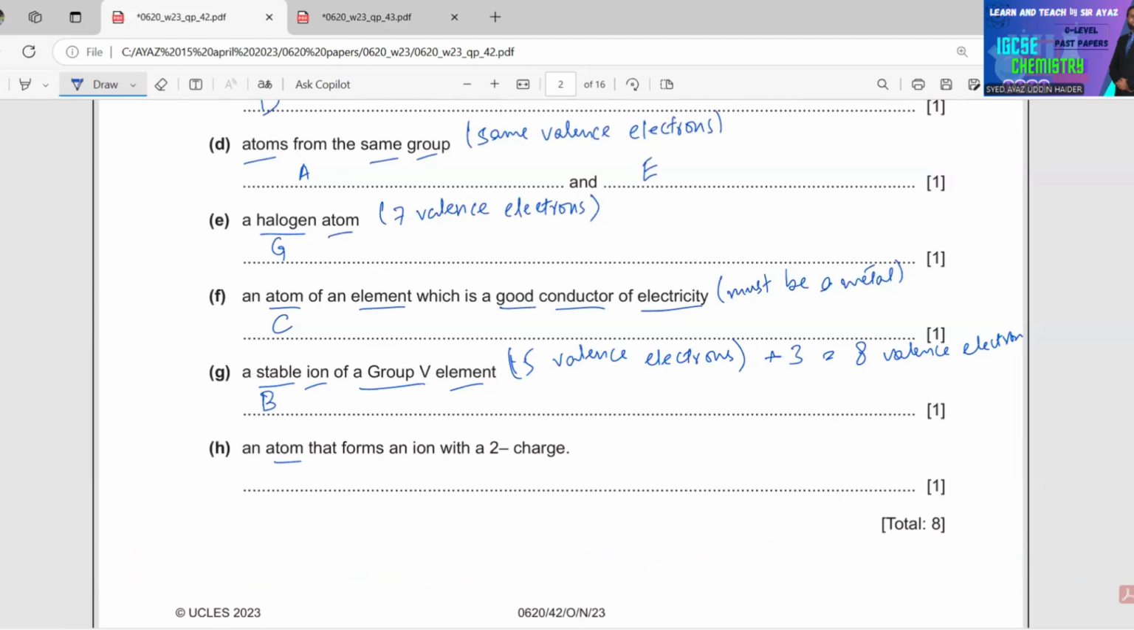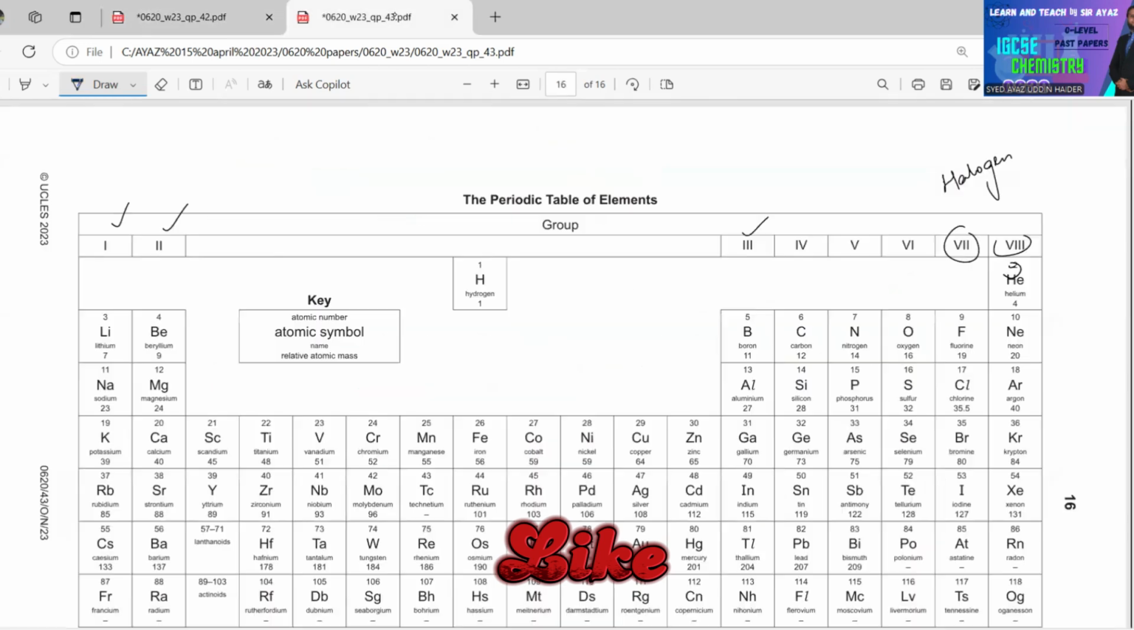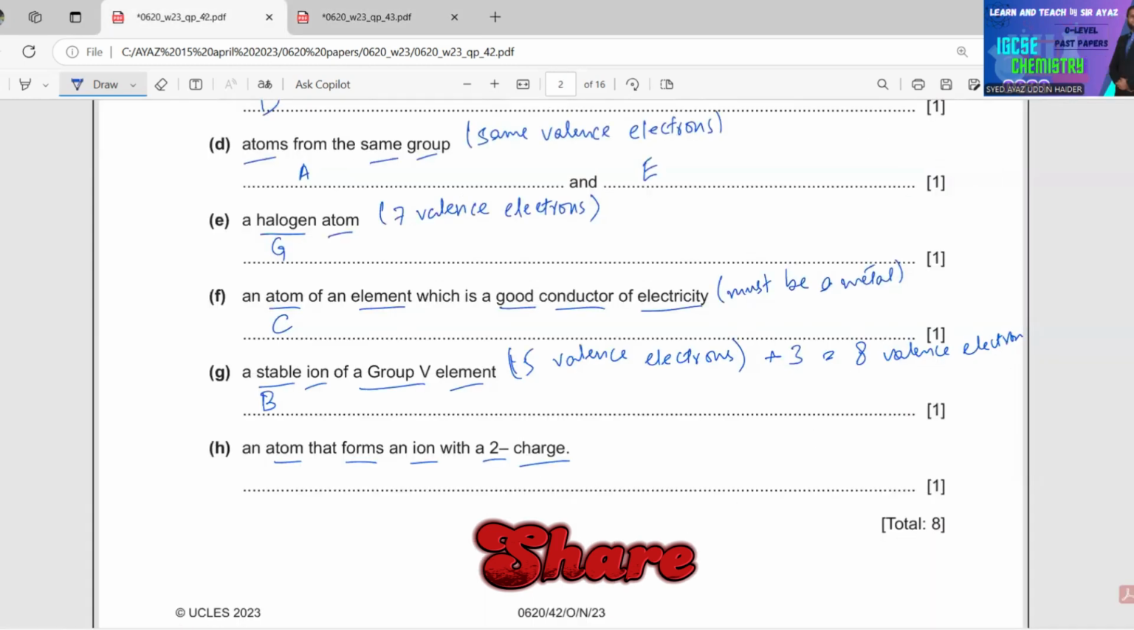H, an atom that forms an ion with a 2 minus charge. An atom that forms an ion with a 2 minus charge. So if you look at the periodic table, it's group 6. They form the ion with 2 minus charge, like oxygen 2 minus, sulfur 2 minus, and so on. Which means that it must be needing 2 electrons to complete its valence shell and must have 6 valence electrons. So look for the atom in the table having 6 valence electrons.